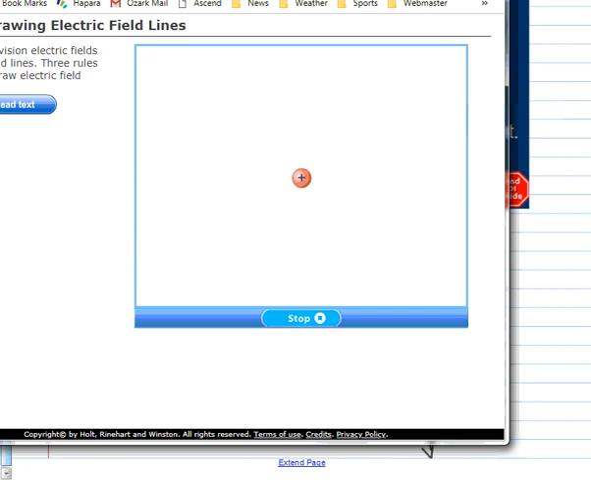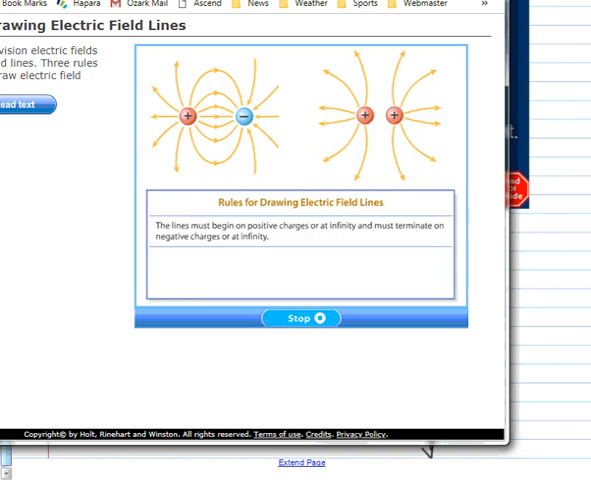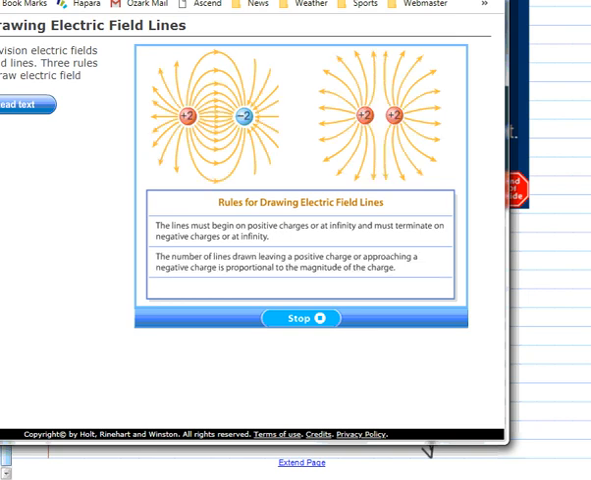Electric field lines are a way of visualizing electric fields. For an isolated positive charge, the lines originate on the charge and continue to infinity. For an isolated negative charge, the lines originate at infinity and terminate on the charge. When 2 or more charges are present, the field lines still obey the same simple rule. The number of lines leaving a positive charge or terminating on a negative charge is proportional to the magnitude of the charge. The third and last rule is that the lines of the same field cannot cross each other. So you notice none of these lines are crossing each other, intersecting each other.